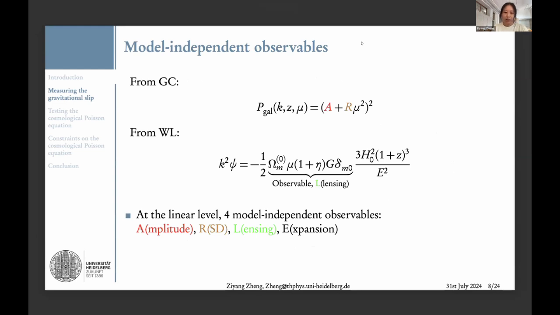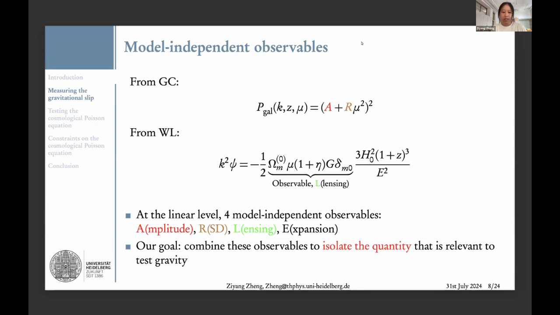So for a quick summary, at the linear level, one can basically extract four model-independent observables, with two extracted from galaxy clustering, the amplitude and the redshift space distortion, while the other two are extracted from weak lensing, the lensing L, and furthermore, the expansion rate of the universe. So the next goal would be, can we find a way to combine all these observables in order to isolate the quantities that we are interested in, namely in this case, eta and mu, these two functions.